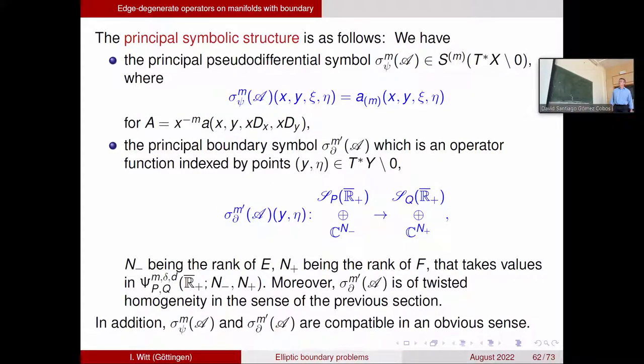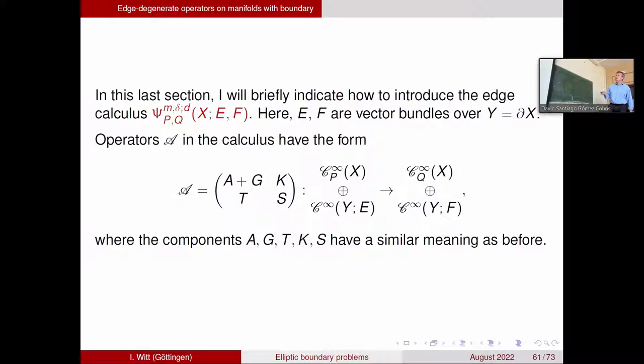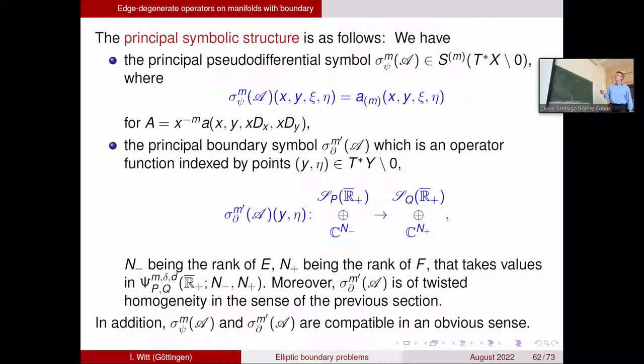Okay, so maybe before we see some details, we start with the principal symbol structure. It's always the first thing to do. For the two-dimensional principal symbol, only the A is responsible. Therefore, we write the A as an edge-degenerate operator in that form, and the principal symbol is, you take the leading part of A.